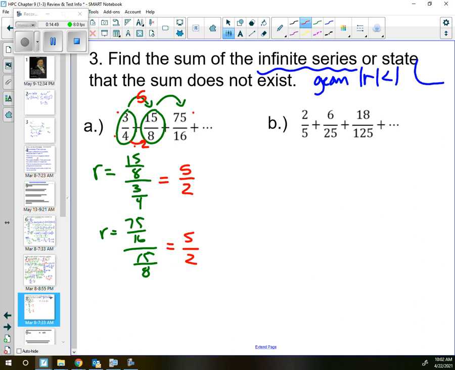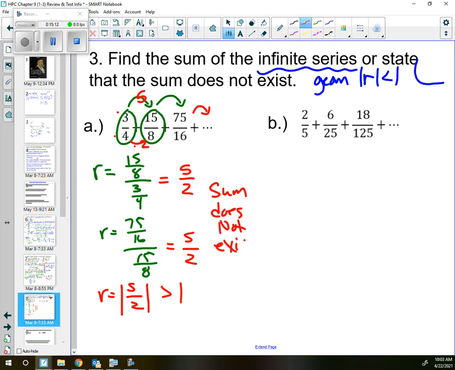All right, so we're timesing by 5 halves. That means our numbers are getting bigger, right? Because we're multiplying by a ratio that is bigger than 1. So the absolute value of 5 halves is greater than 1. What does that tell me? Well, the numbers are just going to keep getting bigger. There's no way I'm going to be able to calculate a sum. So the sum does not exist.